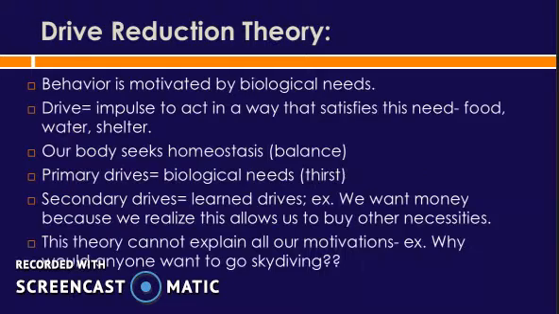And the first one we're talking about is drive reduction. Drive reduction says that behavior, any of our behavior, is motivated by a biological need, a drive, right? It's an impulse in a way, that we act in a way to satisfy a need. So we're looking for things like food, water, shelter. It's to satisfy this drive. And ultimately, our bodies seek balance, also known as homeostasis. So we want to make sure we maintain that balance.